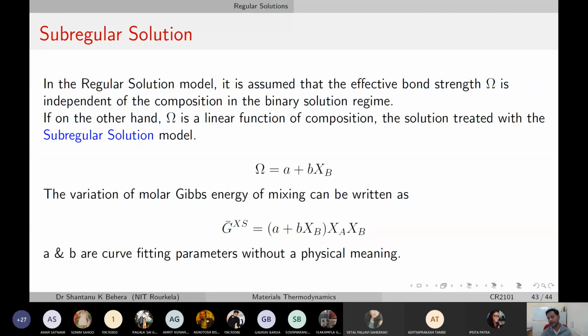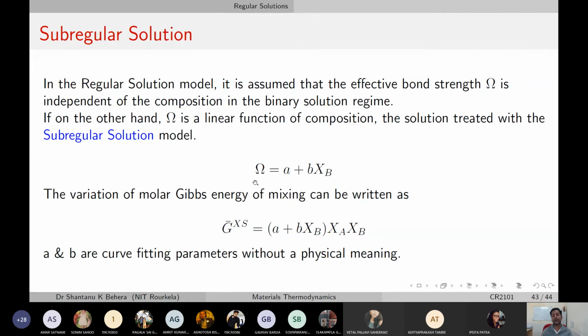When you have a different type of atom in a larger quantity, let's say the A side, like 80% A and 20% B, certain interactions are larger, and the case would be different with 20% A and 80% B. So the effective bond strength is actually a function of the composition. It's a linear function of composition, right? Which is written here as a plus b xB. As you keep on increasing a particular composition, say you start from 100% A and then go on adding xB, the effective bond strength, the omega term, would be changing.